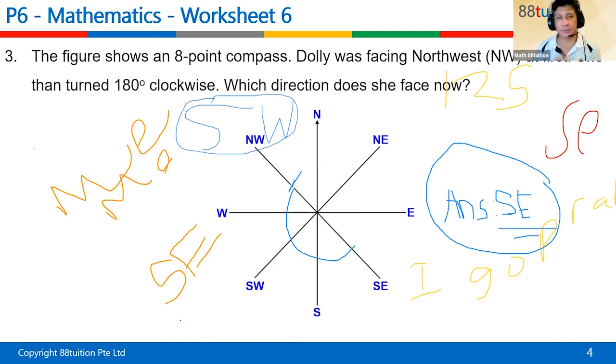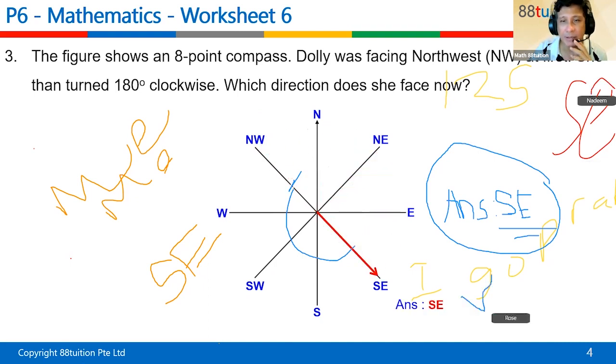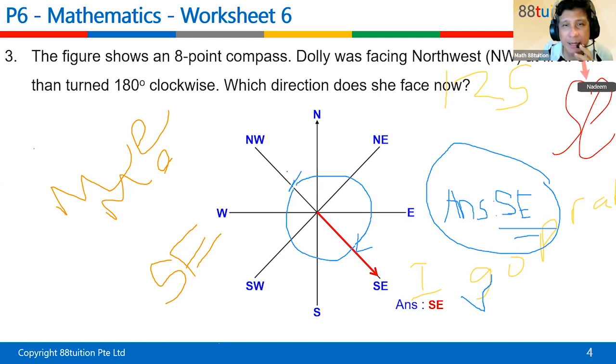We actually need to know where we started from. We started from northwest. When you turn 180 clockwise, actually the angle that was drawn was the wrong one. It should be the other way, this way, clockwise. So southeast is the answer. If you have gone the wrong direction, generally you wouldn't get it right. But because this one is 180 degrees, whether you turn by the right side or the left side, you will still hit the same point. Okay, let's move on.